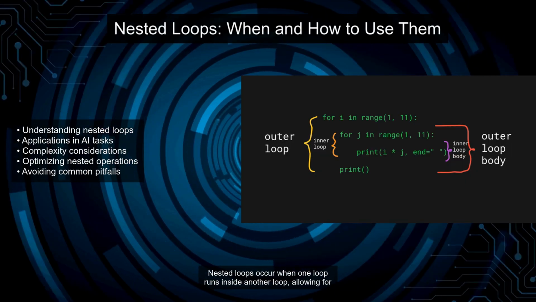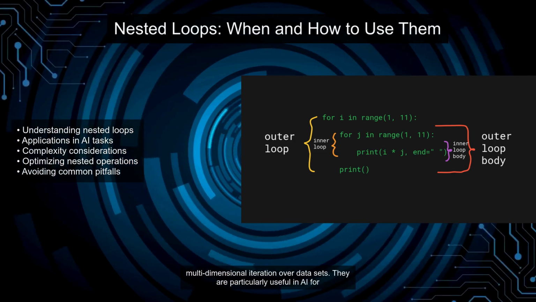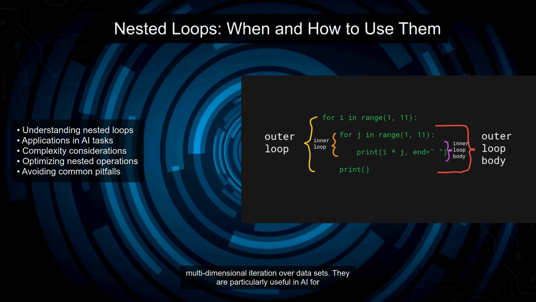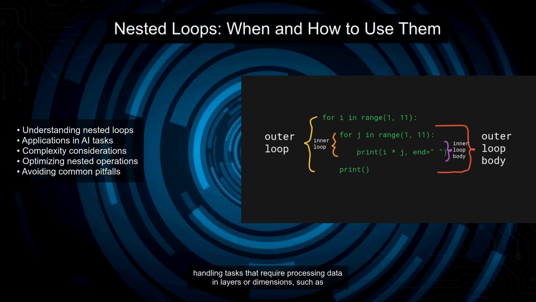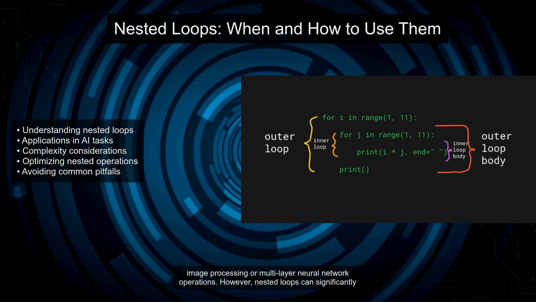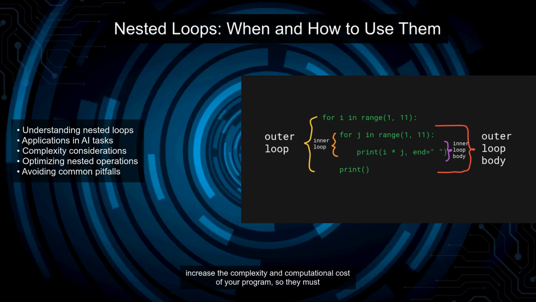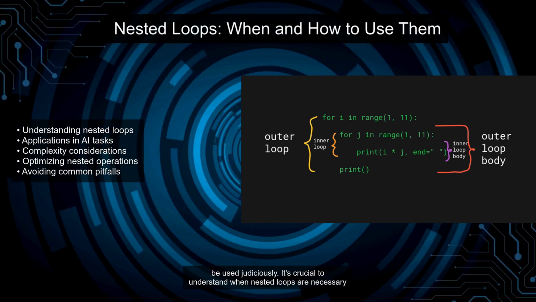Nested loops occur when one loop runs inside another loop, allowing for multi-dimensional iteration over data sets. They are particularly useful in AI for handling tasks that require processing data in layers or dimensions, such as image processing or multi-layer neural network operations. However, nested loops can significantly increase the complexity and computational cost of your program, so they must be used judiciously.